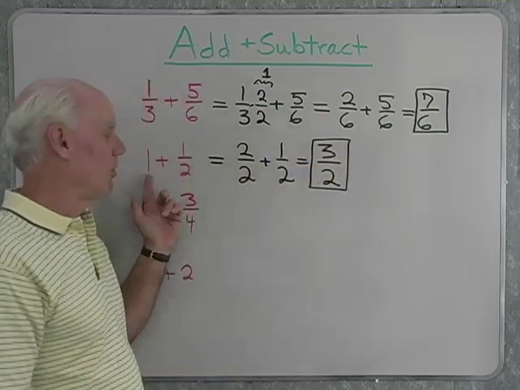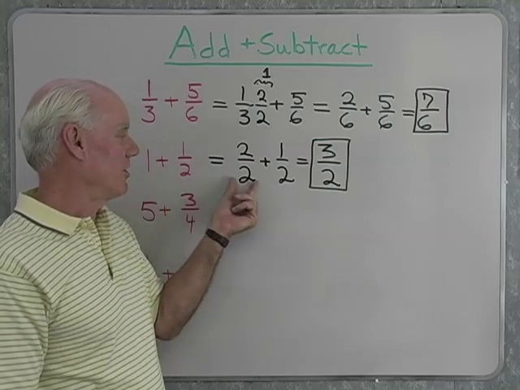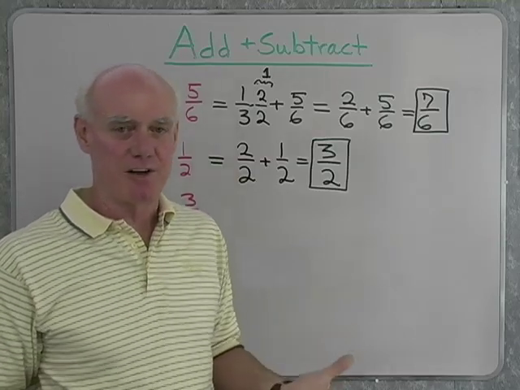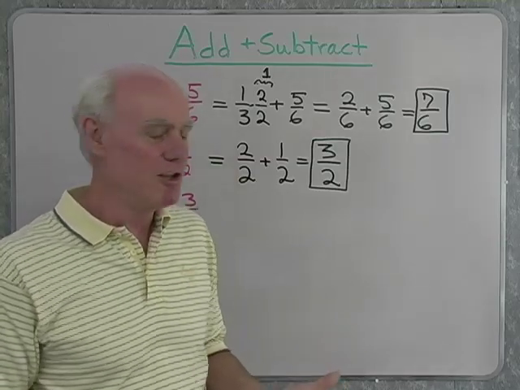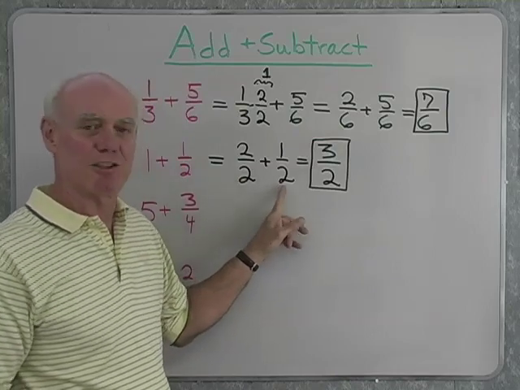2 plus 1 is 3, and put that result over my common denominator 2. So anytime you have a whole number like 1, and you want to add a fraction to it, you can think of that 1 as 2 over 2, or 3 over 3, 5 over 5, 7 over 7, whatever's convenient. In this case, it's convenient to think of it as 2 over 2 because I'm adding it to 1/2.